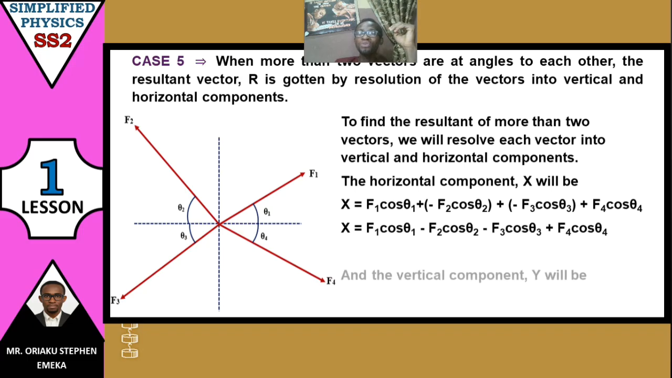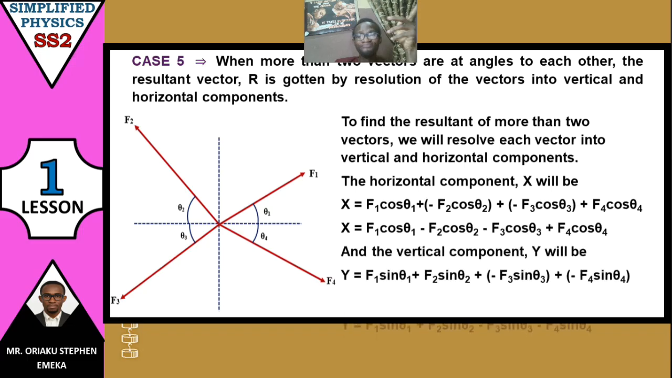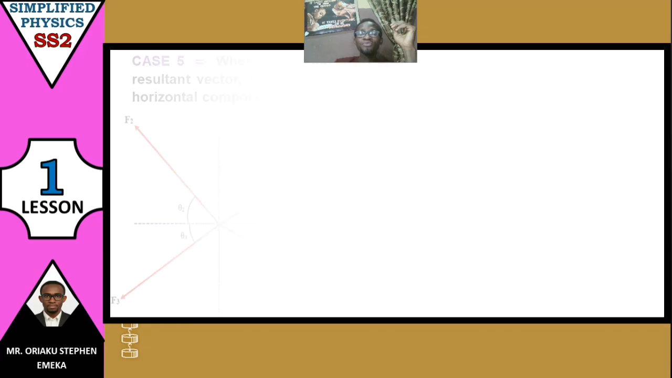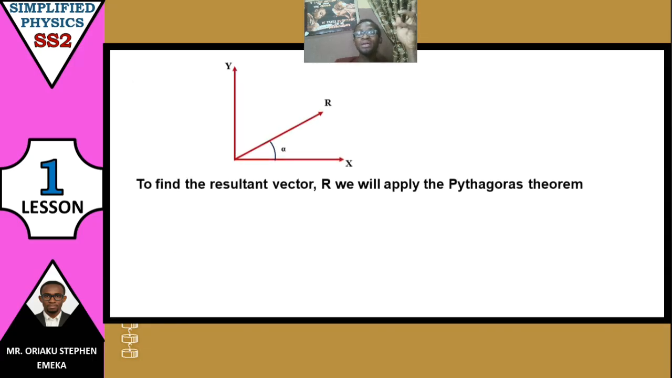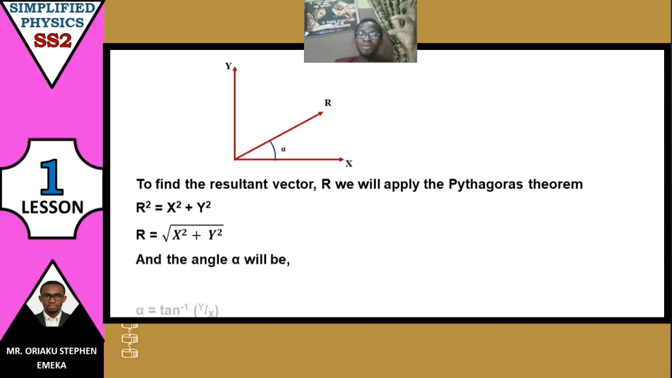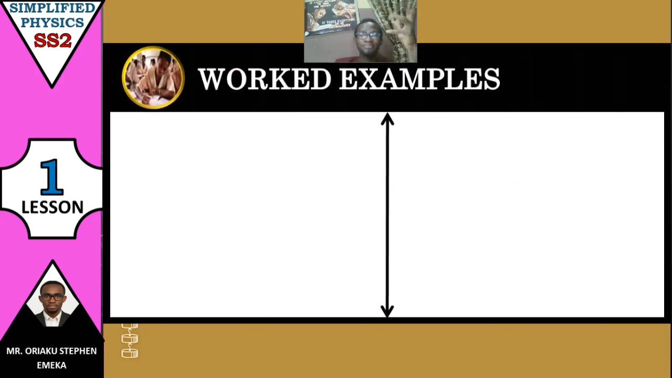So once we do that, we can now solve using Pythagoras theorem, because this is what it is going to resolve to at the end of the day. Then, solving with Pythagoras theorem, we have that r square is equal to x square plus y square, making out the formula. Then after that, we look for our angle, making use of tan inverse. Then let's get to the question.